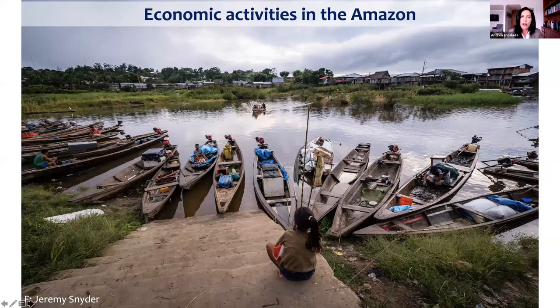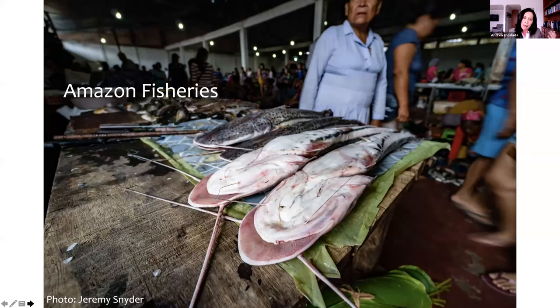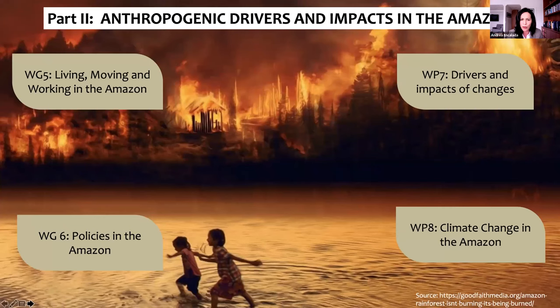And there's a lot of economic activity. For example, all these boats that you see here in Peru, this is a picture in Peru, are people who do fishing, and the markets there are incredible. Freshwater fishing in the Amazon is a very important economic activity. Do we know about it? We know very little, but we move everything by boats to these big markets in Manaus, in Iquitos, in Leticia. So Amazon fisheries are incredibly important.